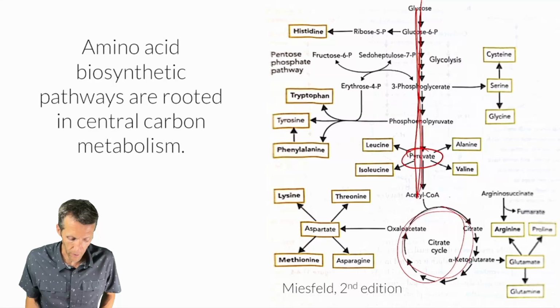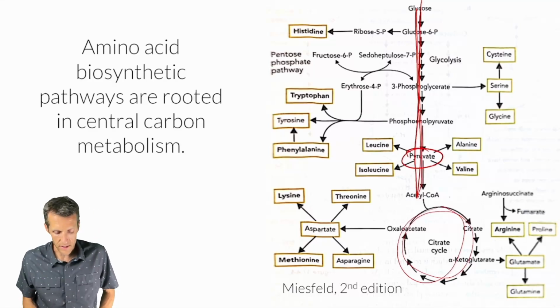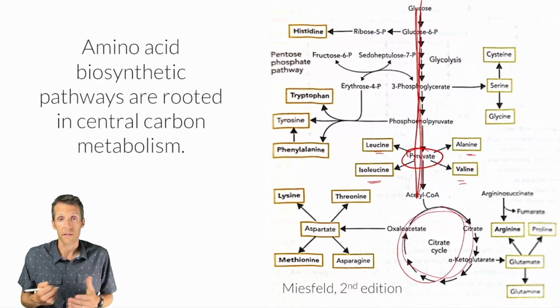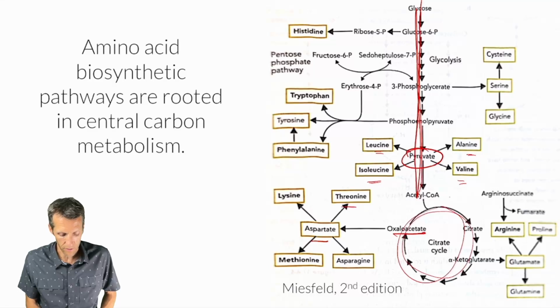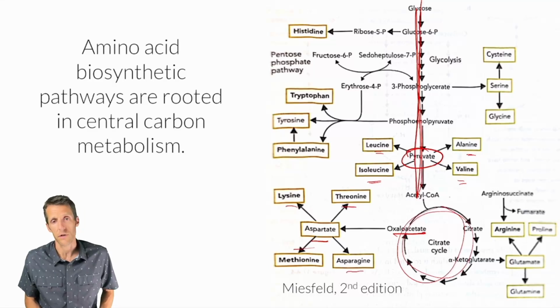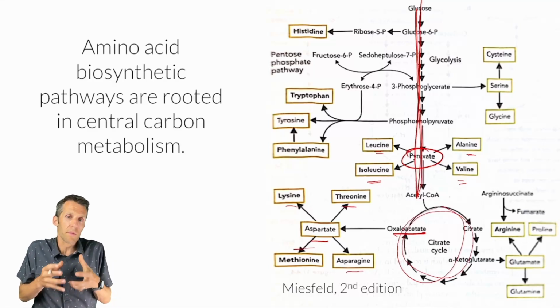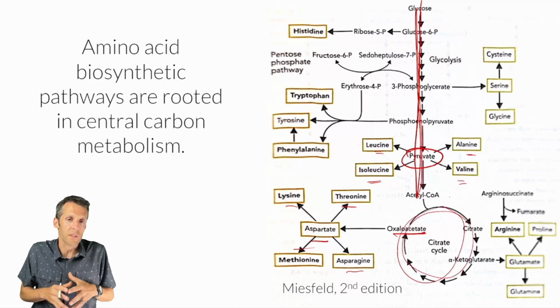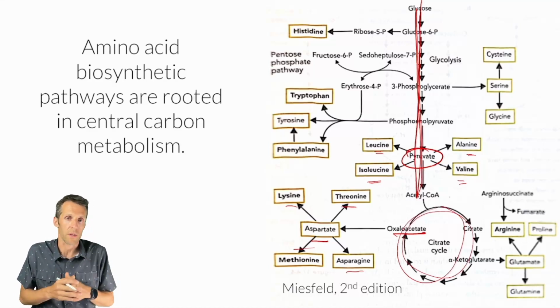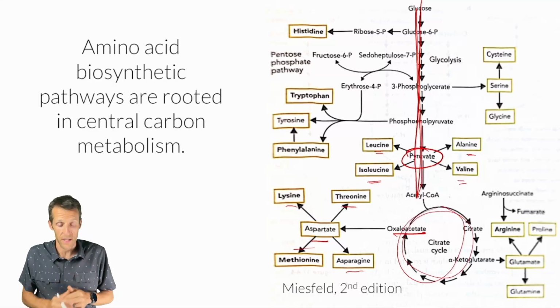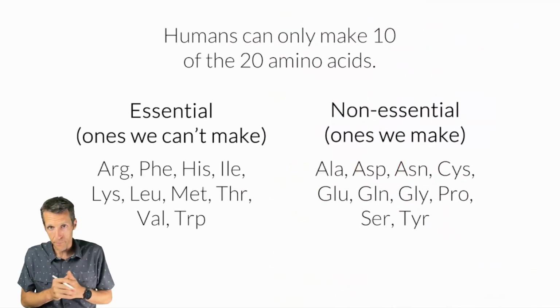So a really big one is pyruvate. Pyruvate is the source of the amino acids isoleucine, leucine, alanine, and valine. If you go into the citric acid cycle, you can see that oxaloacetate leads to aspartate, threonine, lysine, methionine, and asparagine, right? So if we know something about central carbon metabolism, we can start thinking about how we get to amino acids just based on their proximity to different points in the central carbon metabolism pathway.